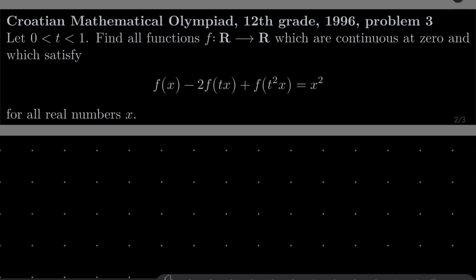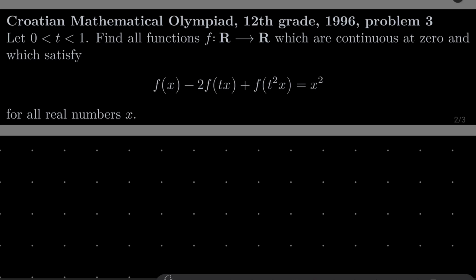Hello friends, in this video I'd like to solve the following problem from the Croatian Mathematical Olympiad for 12th graders, 1996, problem number 3. Let t be a number between 0 and 1. We wish to find all functions f from the set of real numbers into itself, which are continuous at 0, and which satisfy this equation: f(x) minus 2f(tx) plus f(t squared x) equals x squared for all real numbers x.